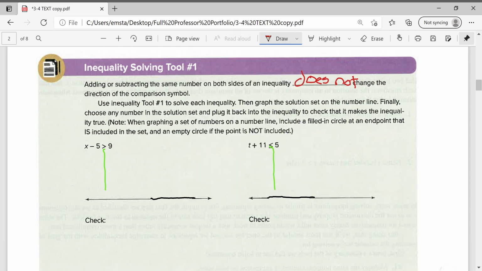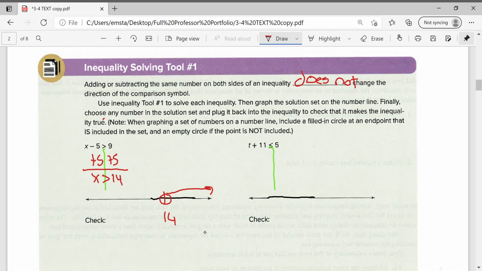I have x minus 5 is greater than 9. What is the opposite of minus 5? It should be plus 5. So I'm going to do plus 5 on both sides of this wall. So I have x is greater than 14. So now to graph that, I'm going to put an open circle on 14, and the values greater are to the right.